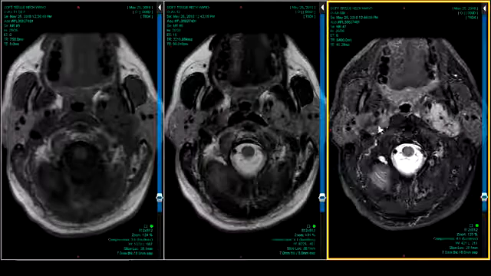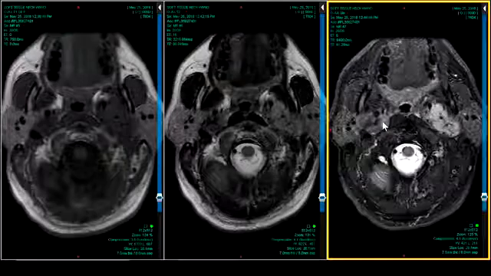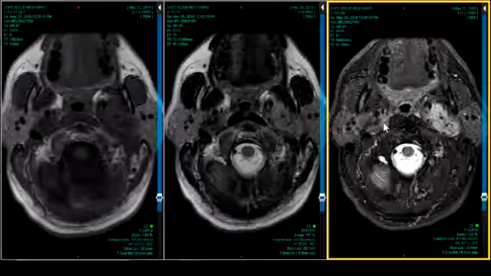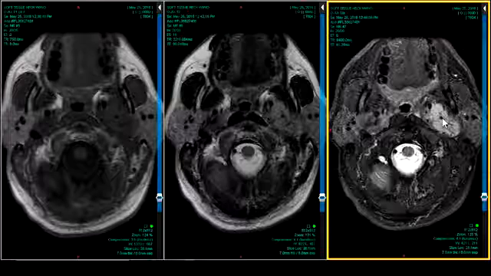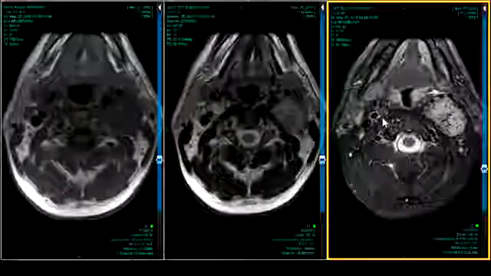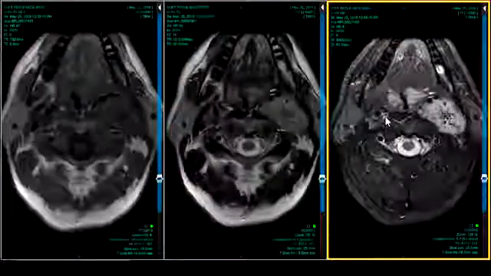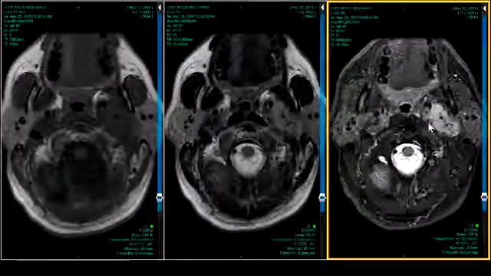And there's probably another lesion up higher. Is that in the jugular foramen? That's in the jugular foramen on the right. Oh, that looks more similar to this lesion. Right. So this one looks less similar. This one looks more similar.